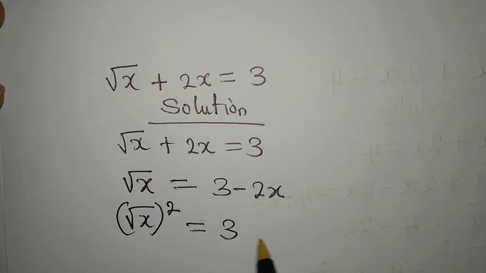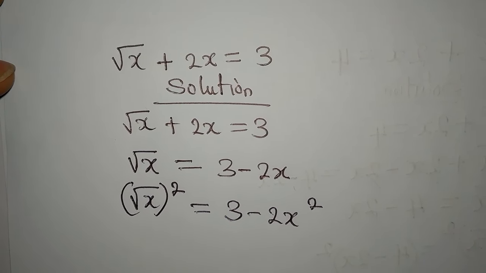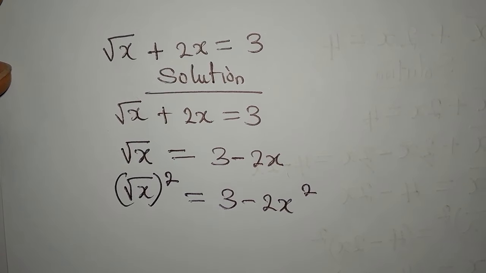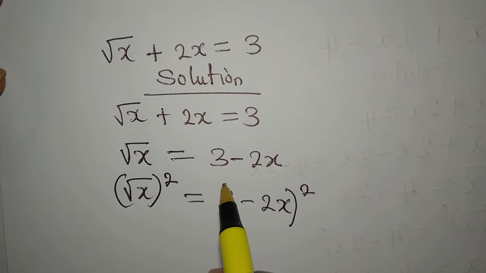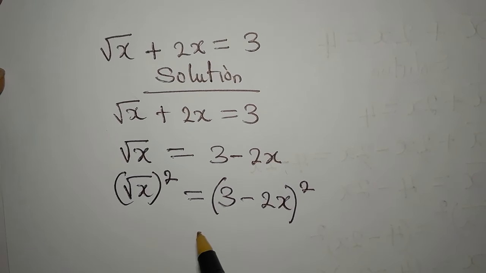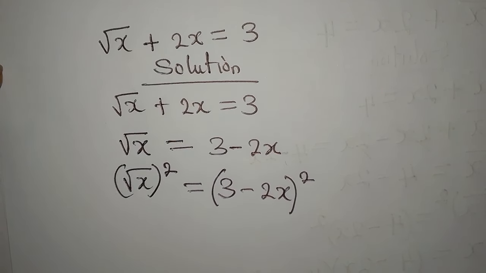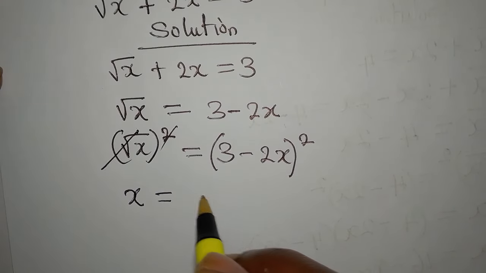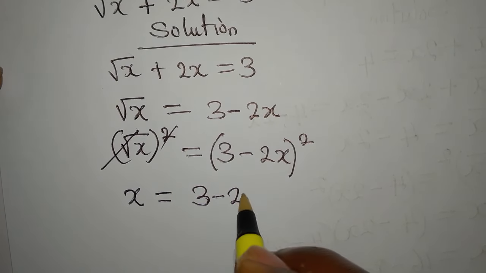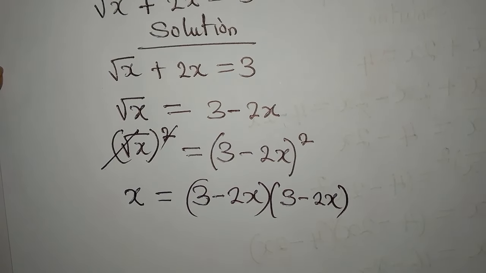And whatever you do on one side, you will do on the other side. Now some students will do it like this, and that will be wrong, because the power here now is for x alone. So you have to put it in brackets since the power is for everything on the right hand side. Now this is going with this. x is alone and is equal to (3 minus 2x) multiplied by (3 minus 2x).